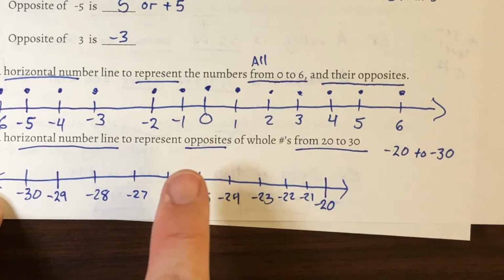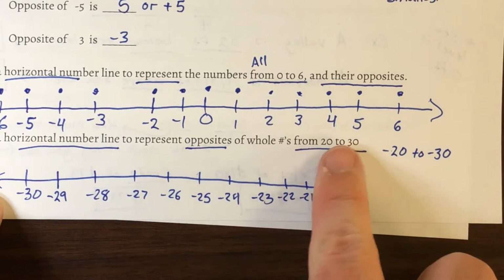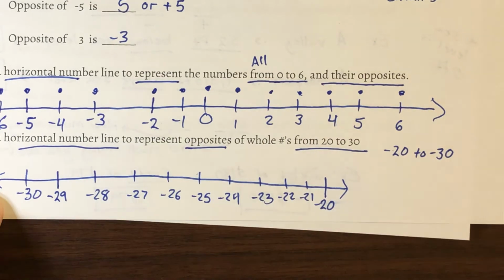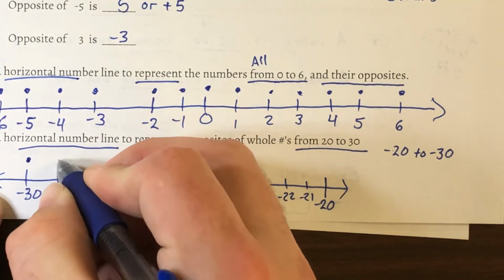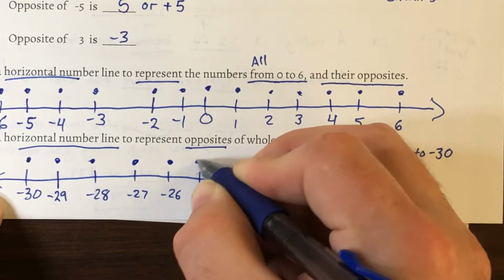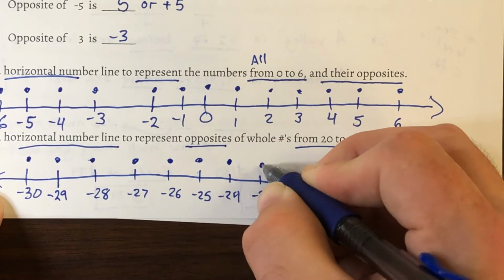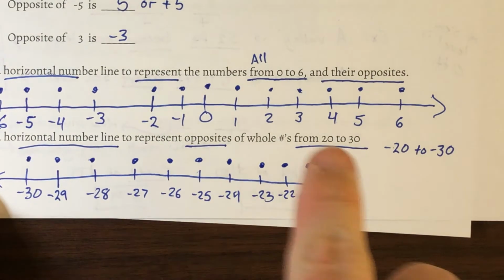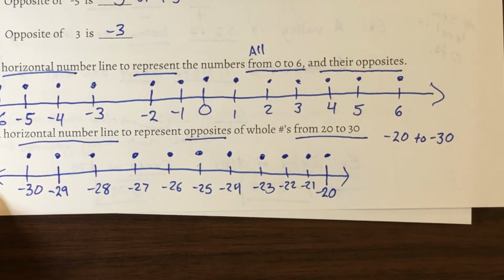Okay, which ones get dots? I want to represent from, well, technically the opposites, negative 20 to negative 30. That means all of them because it has the word from. It doesn't say evens, doesn't say odds, not between. We want from this to that. All right.